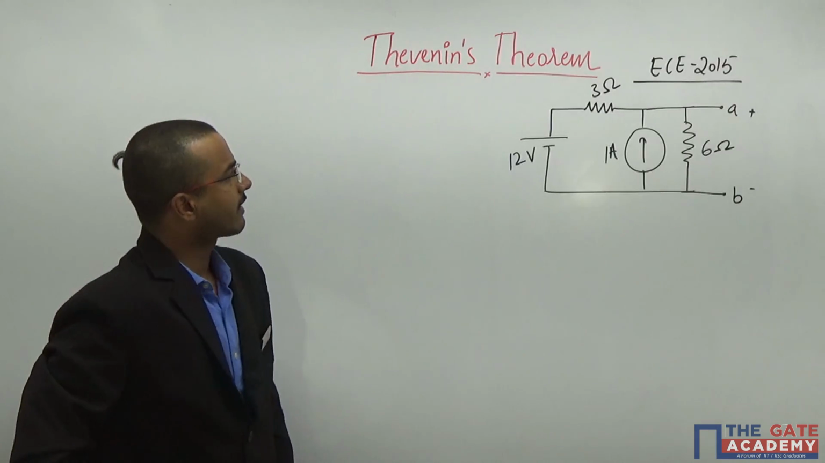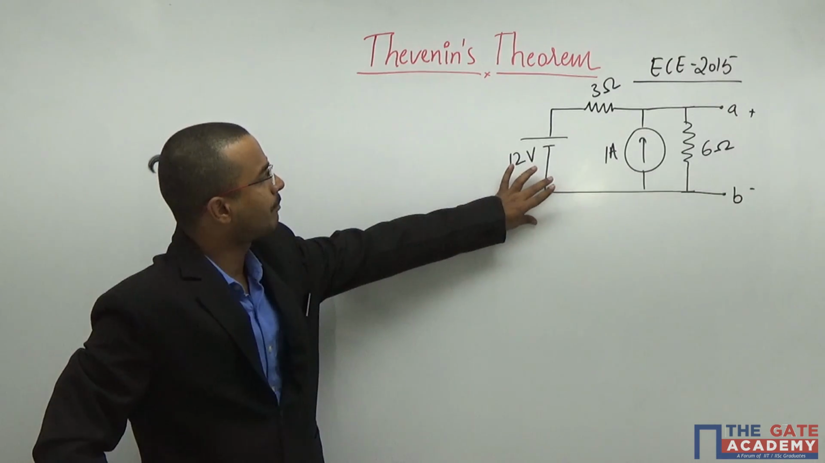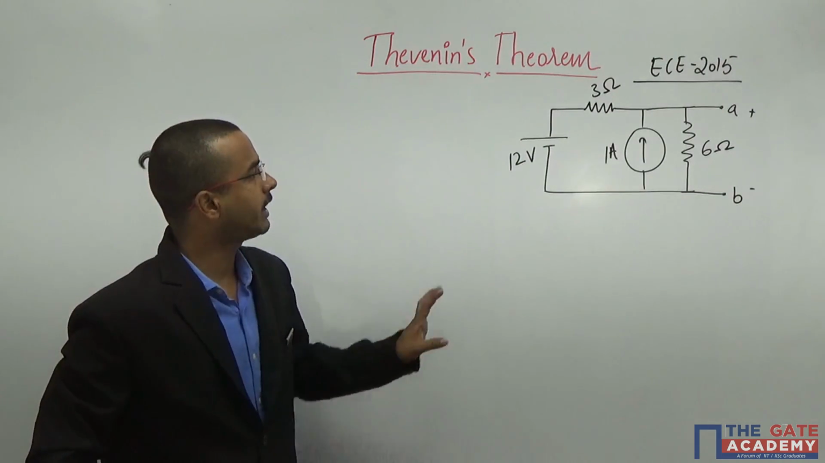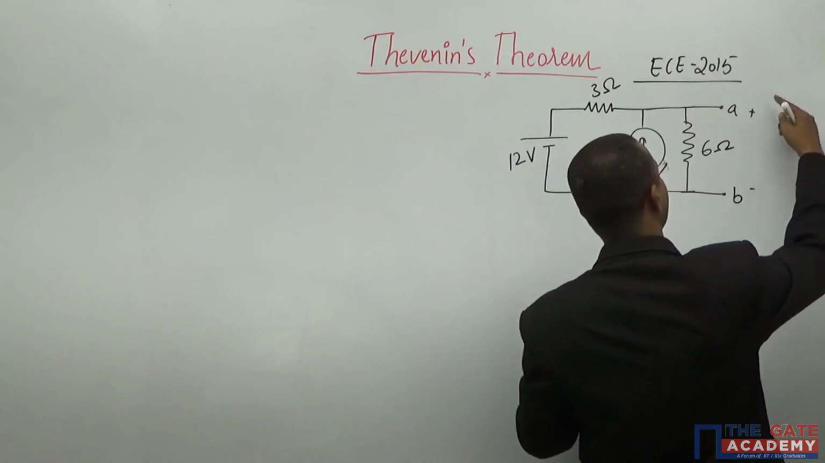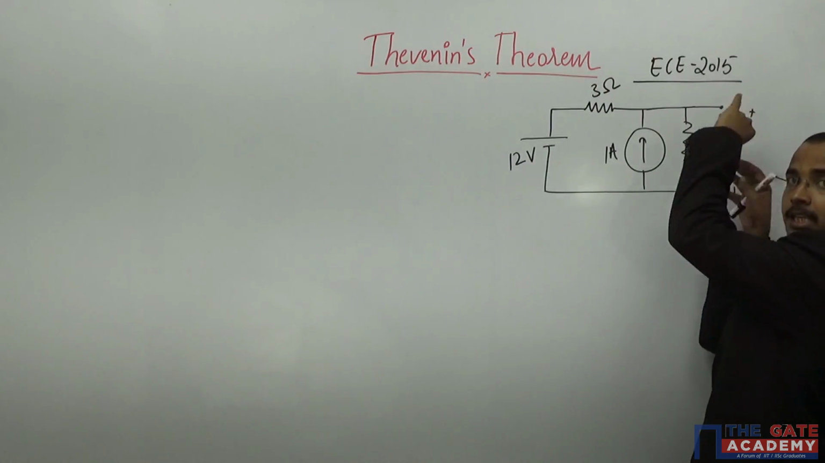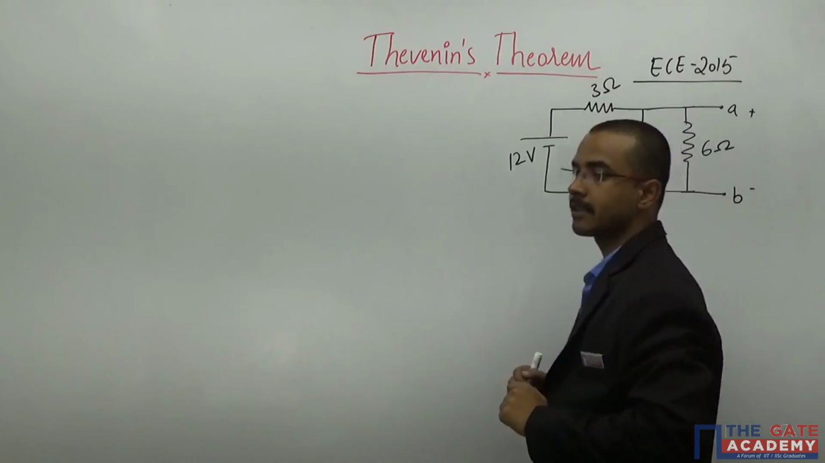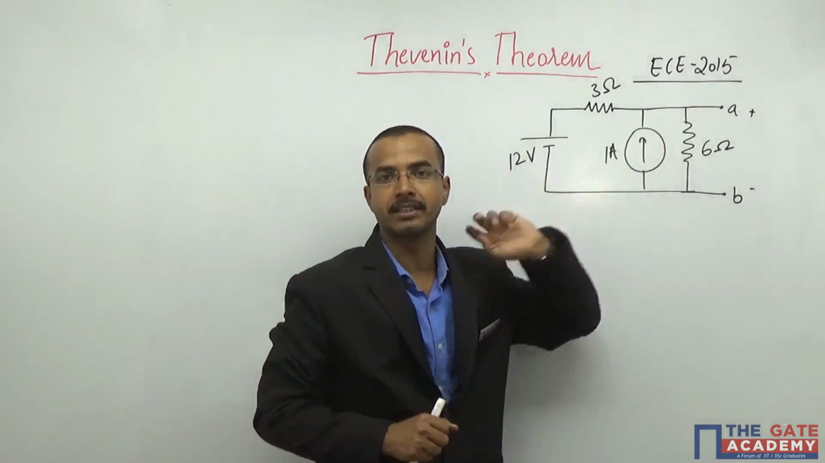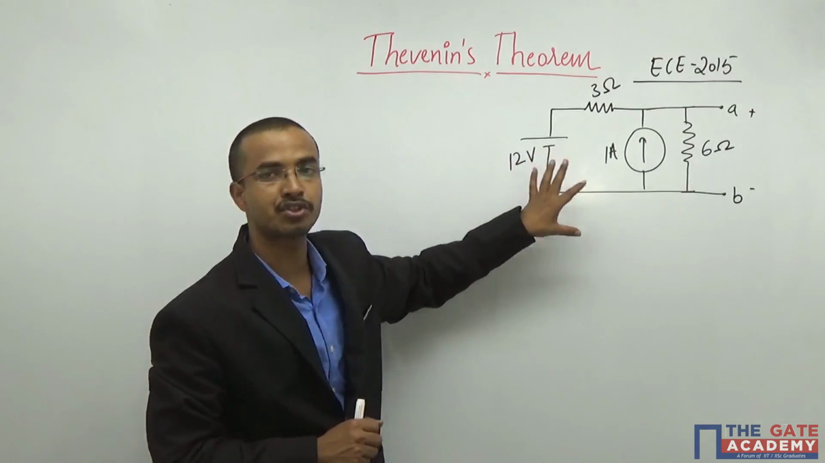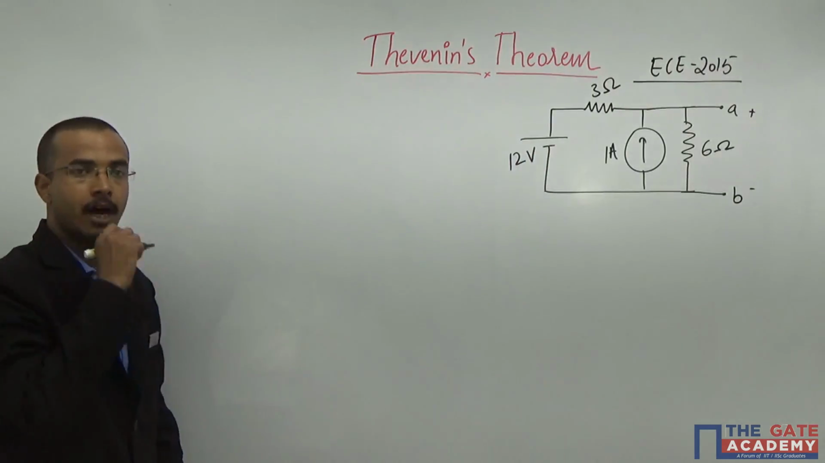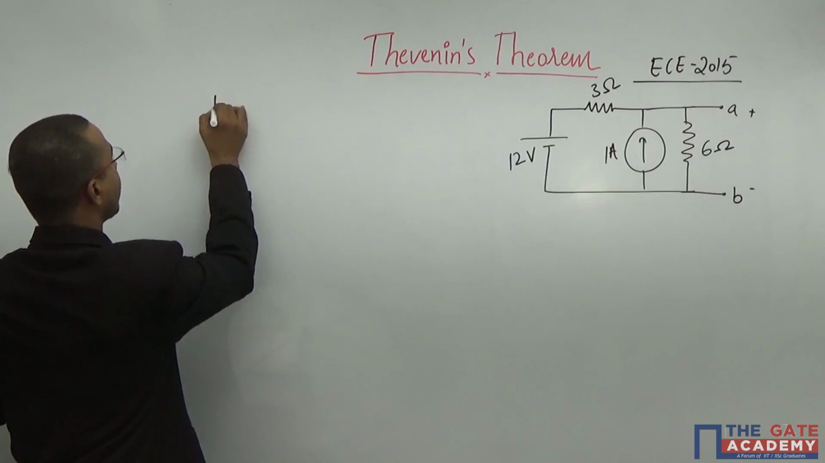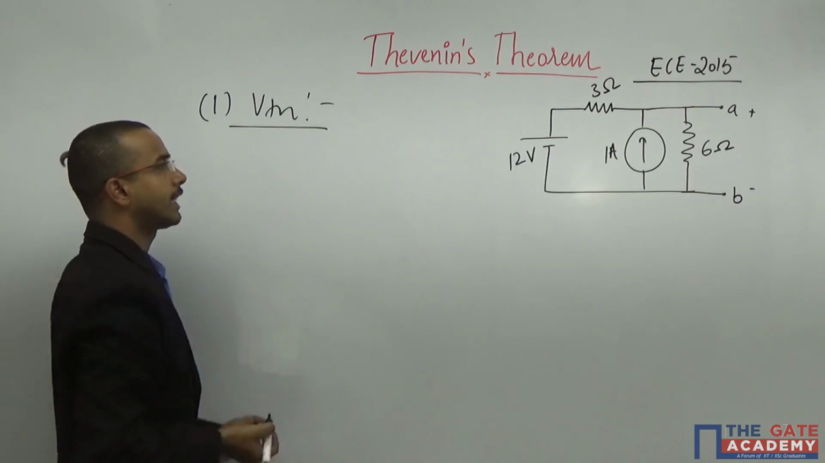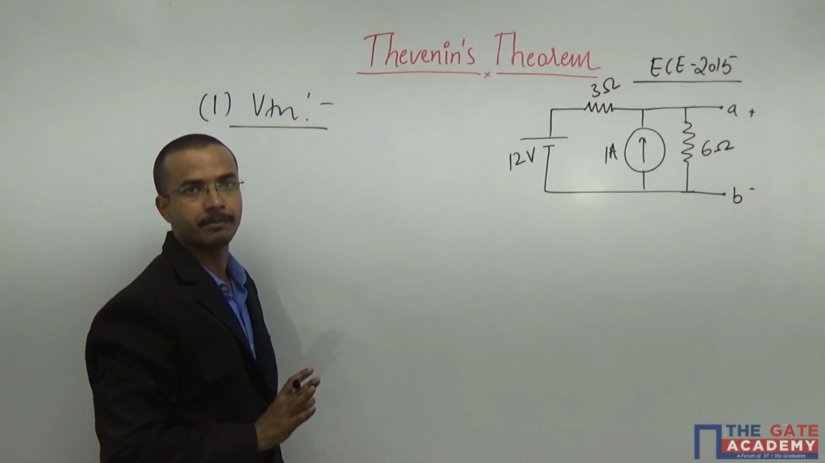Now, we will try to solve this very simple example of the Thevenin theorem, and you have to calculate the Thevenin equivalent of this circuit across the terminal AB. That means how much equivalent you will see across this AB. It is a question from ECE 2015, that means it was a GATE question. Now we will try to solve. The first thing, what will we calculate? The VTH, the Thevenin equivalent voltage calculation we will perform in the first attempt.